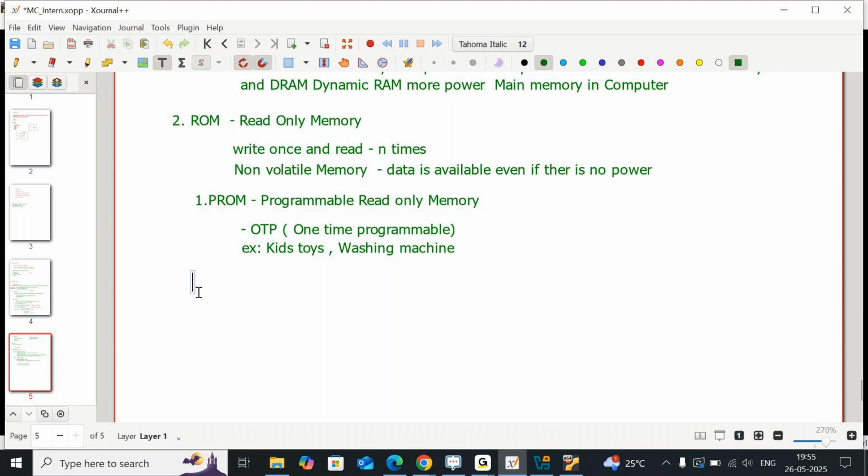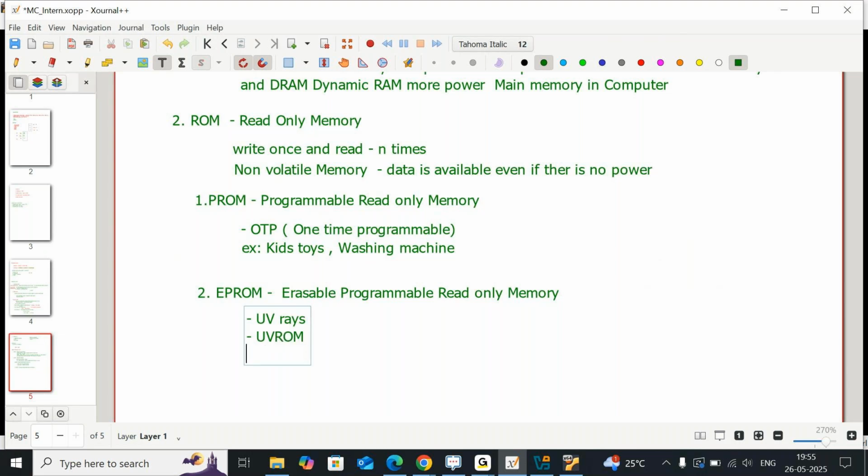Okay, so this is the first category. And the second category is EPROM. So EPROM means erasable programmable read-only memory. So this is erasable. We can write the program, but we can erase. But how do we erase? By passing UV rays. So we have to pass UV rays to erase the program. Okay, that's why it is also called as UV-PROM.